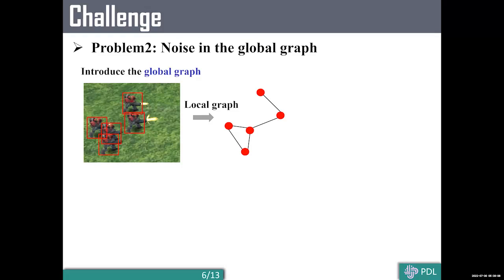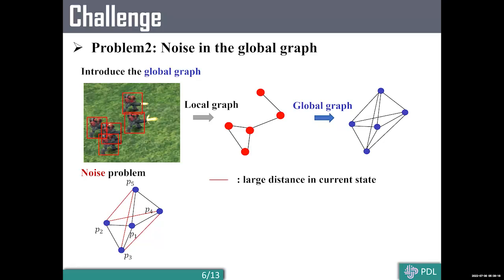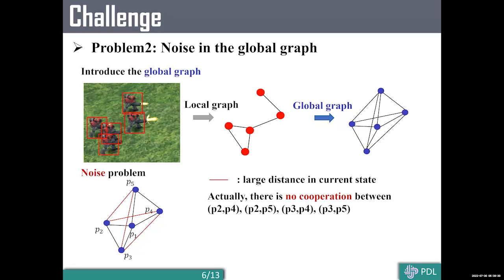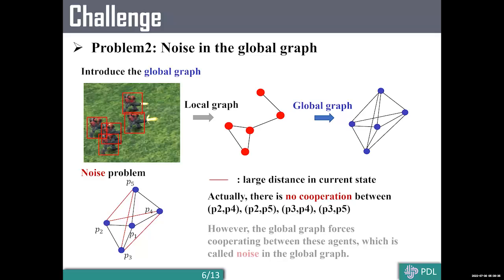We can introduce the global graph to alleviate the relationship fluctuation problem mentioned above. However, the global graph brings noise when computing the cooperative policies. In this figure, the red line denotes that the distance between agents is large, which means there is no cooperation between these agents in the current state. But the global graph forces learning cooperative policies between these agents, which is called noise in the global graph.